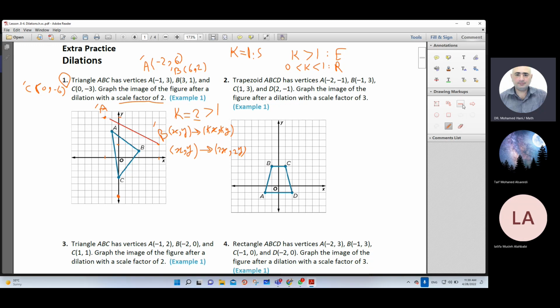So this is C prime. Now it's correct. So focus with me very well, please. All girls, focus with me very well. Now, who has a question about exercise number 1?